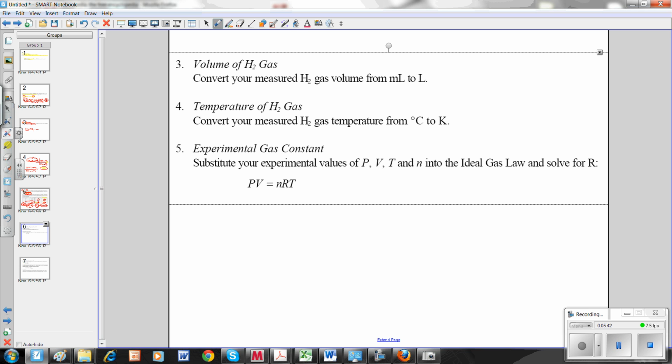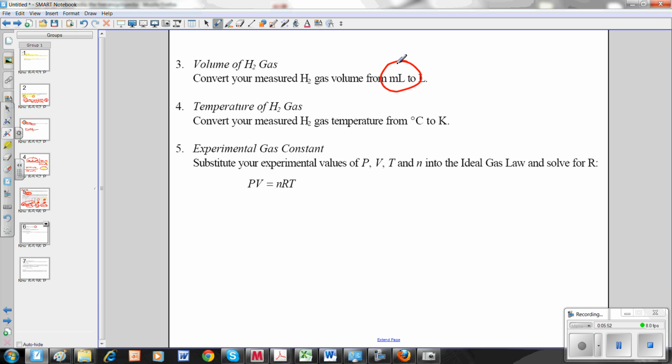Volume of hydrogen gas is very easy. You measured it. This is just taking the value from your lab sheet in milliliters and changing it to liters. That's a simple metric conversion. You would show that though. Show the setup and do it.